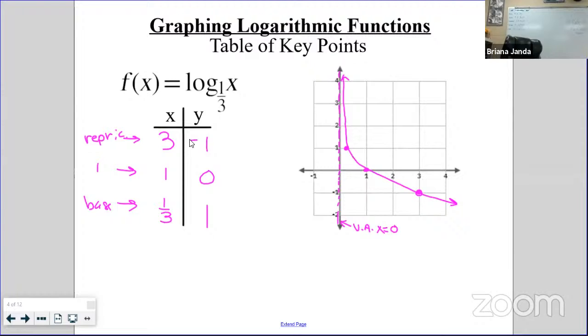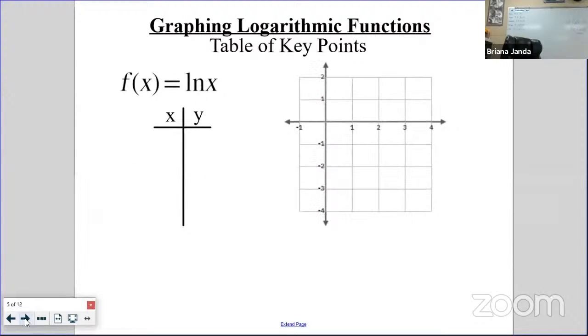But if you understand how to build your table, you're good. Okay. Any questions so far? All right. So then what if we change this? Yesterday you guys learned about this natural log. What's our base? E. Okay.